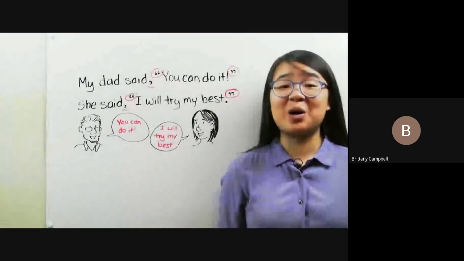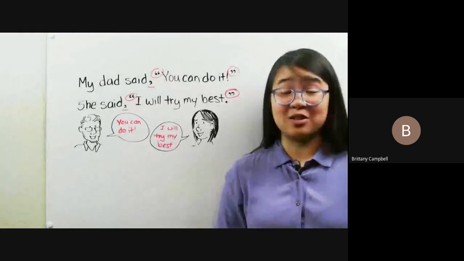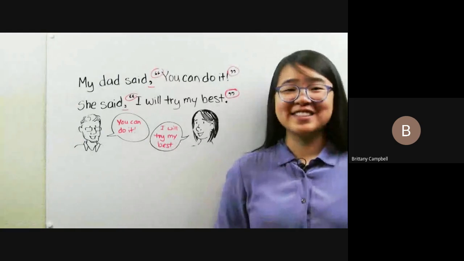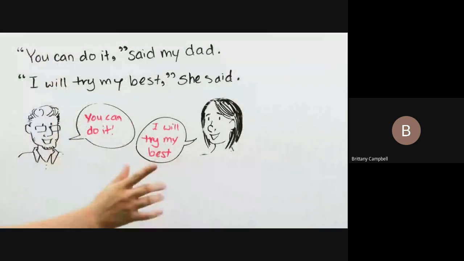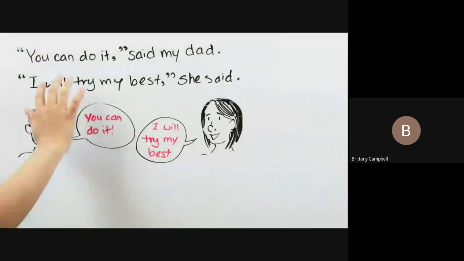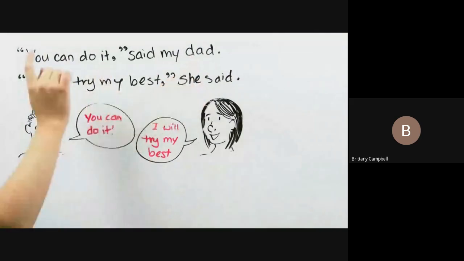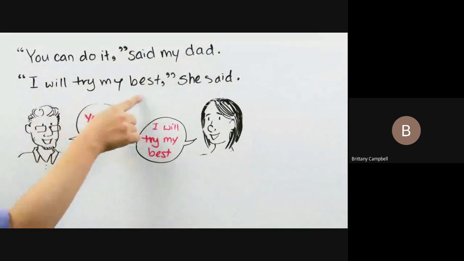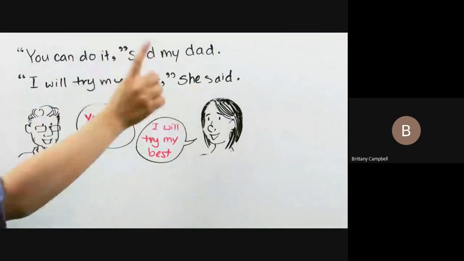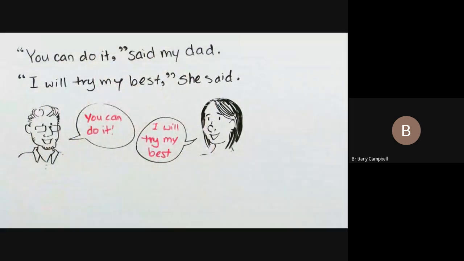What is interesting is that you can write both these sentences in another way. Pay attention to what happens to the punctuation. These sentences are still showing exactly what the people are saying. Only this time, they say it first, then we learn who says it. "You can do it," said my dad. "I will try my best," she said. What happened to the punctuation in both cases? Yes, they are somewhat reversed.